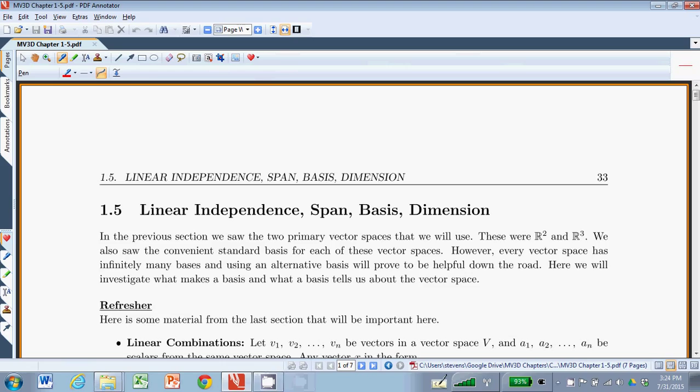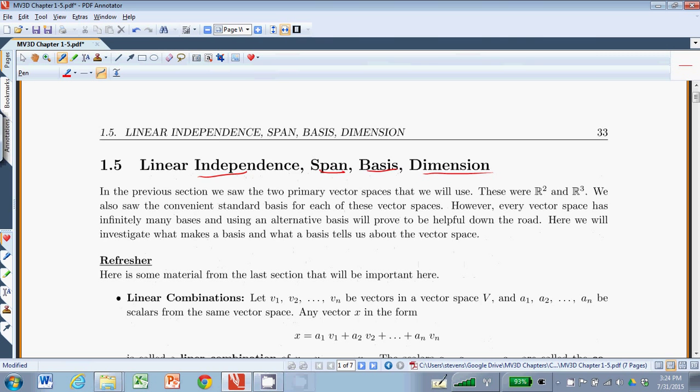In the last chapter we defined what a vector space was, and we showed you the standard bases for R2 and R3. And so we're going to eventually dive into more complicated bases, and so that's one of the topics in here. But we're going to talk about linear independence, span, basis, and dimension. All right, and so we're going to do a little refresher here first.